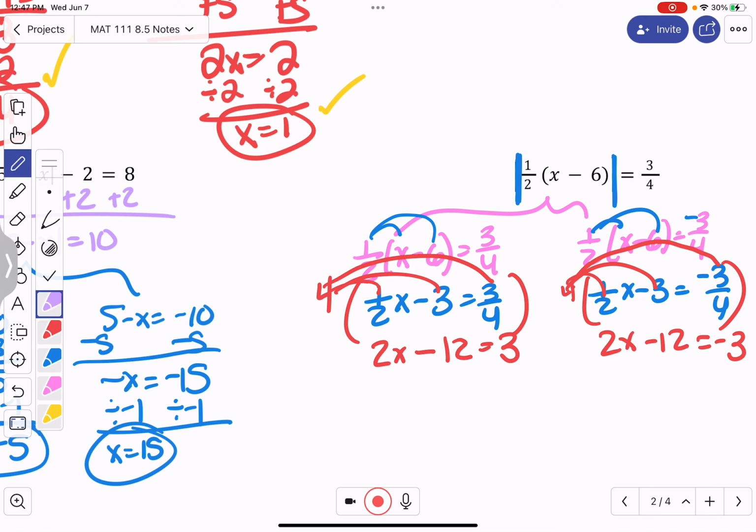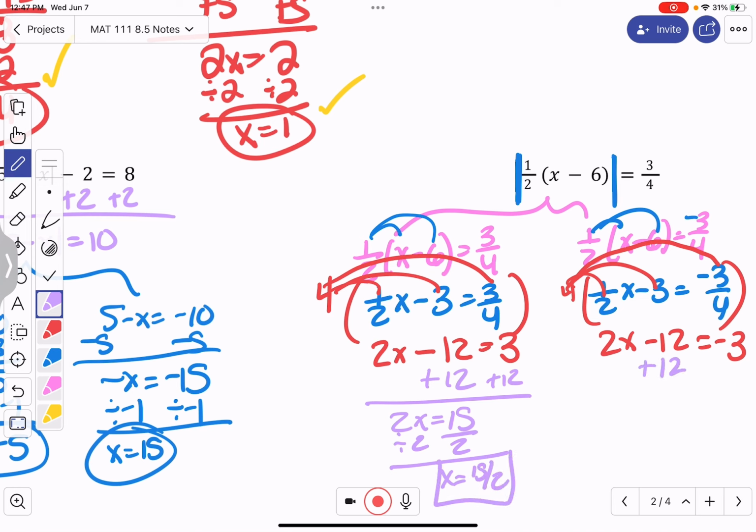Now I can solve by bringing the 12 over. So we get 2x equals 15. Divide both sides by 2, and I get x equals 15 over 2. Same thing over here. I'm going to add 12 to both sides, so I get 2x equals 9. Divide by 2, and we get x equals 9 over 2. So those would be the two answers for this problem.